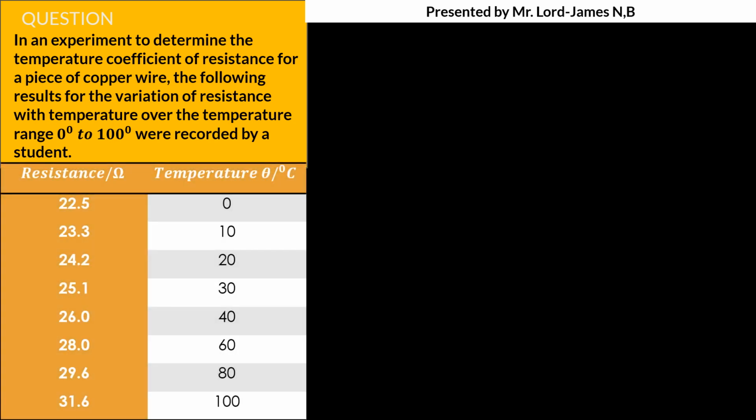So to begin with, let's see the problem statement. The question goes as thus. In an experiment to determine the temperature coefficient of resistance for a piece of copper wire, the following results for the variation of resistance with temperature over the temperature range 0 degrees to 100 degrees were recorded by a student. This table shows the results recorded by the student. We observe that when the temperature is 0 degrees, the copper wire had a resistance of 22.5 ohms.